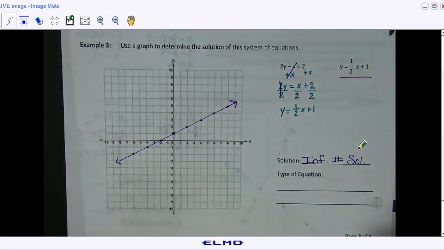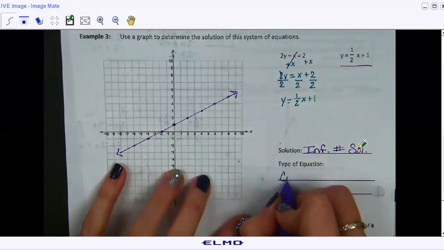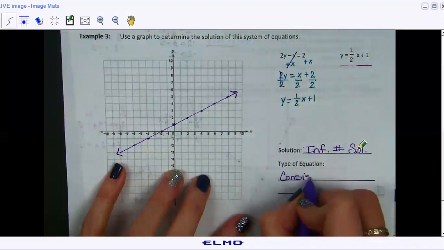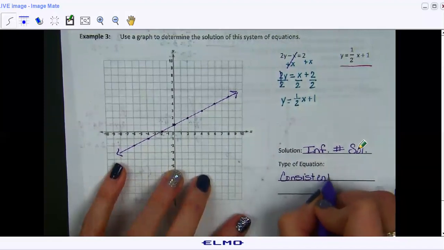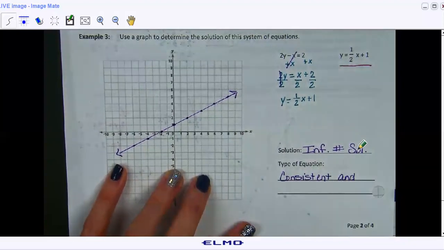Consistent and dependent. Yes. Consistent and dependent. Someone said independent, but he said dependent. When he said "and dependent," it sounds like independent.